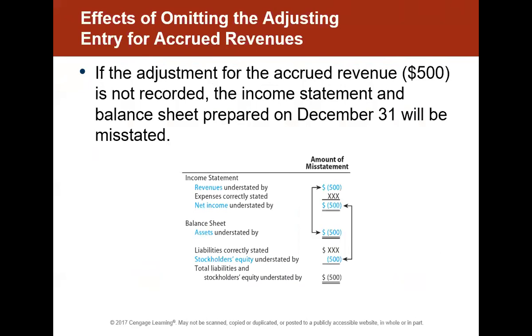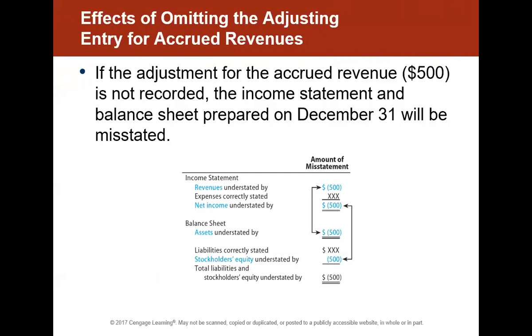It shows you, which I think is important, what happens when we don't do these adjusting entries. You won't have to do this on the test or anything, but it's good to see and visualize and understand the impact. So if we did not recognize that $500 of revenue, revenue would be understated, so it'd be less than what we actually earned. Therefore, net income would be understated. Well, on the balance sheet, assets would be understated because we didn't recognize that money due to us, that accounts receivable, which would then make equity overall understated.